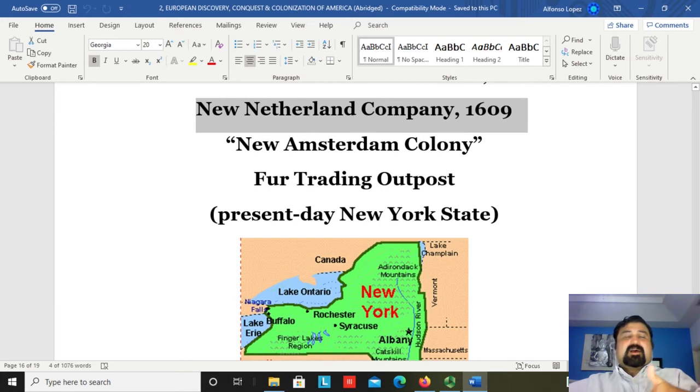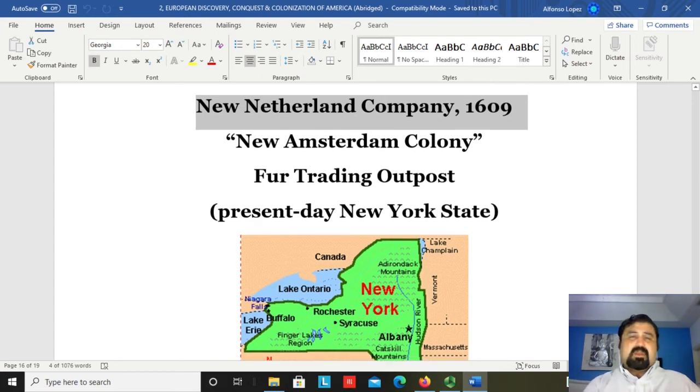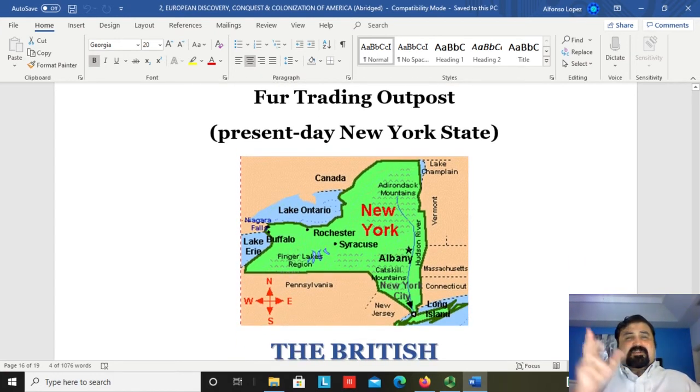So when they arrived to create the colony, it was simply referred to as the New Amsterdam Colony, but it was actually a company. Once again, this is a company, in the modern sense of the word. It was called the New Netherland Company in 1609 for the purpose of, again, establishing a fur trading outpost. And this is a Dutch colony that was established in what today we call New York, the state of New York.